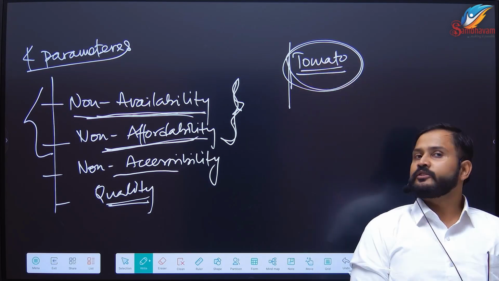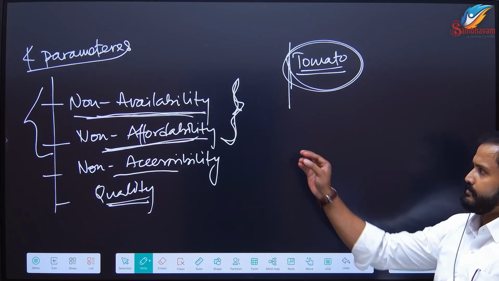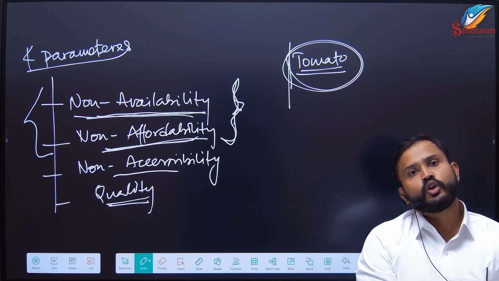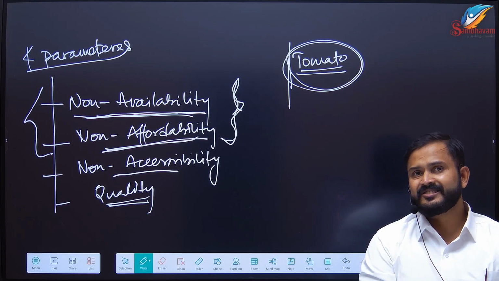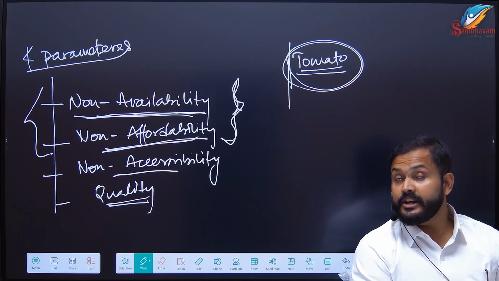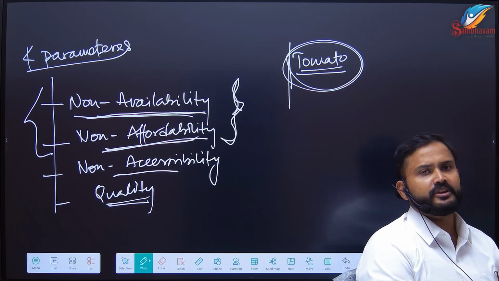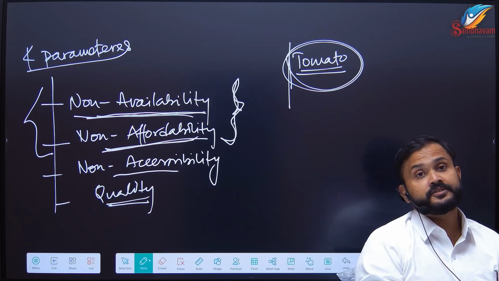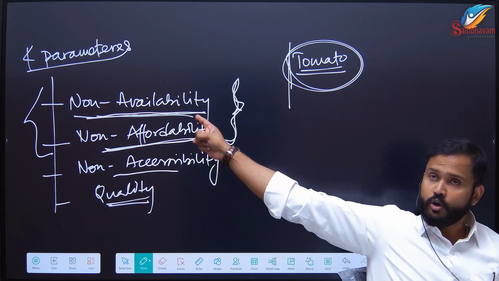That is, food is not available in the market. You can make it point number 1. Point number 2, non-affordability. It means lack of purchasing power leading to non-availability. That basically means non-availability. First, deal with the first point, that is non-availability.